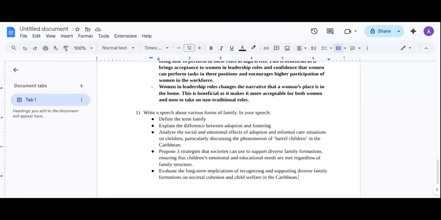So on your scrap paper or the paper that they give you, you write down your definition of family. Then you write down the difference between adoption and fostering. Then you write down the social and emotional effects. So that is how you do your essay type question. You begin by looking at each part and answering each part, and then you bring it together in your essay.